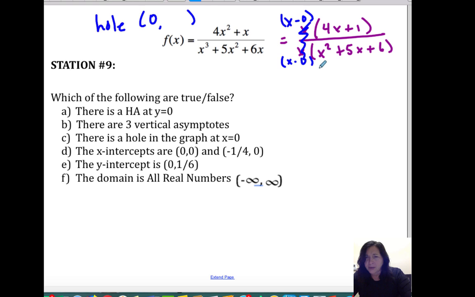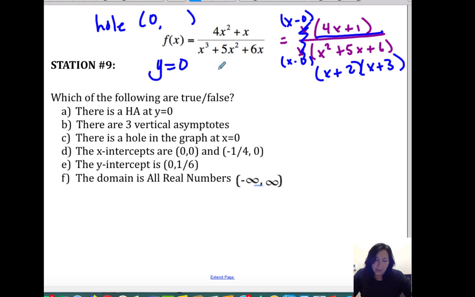What else? I'm going to factor this. This is going to be x plus 2 and x plus 3. So far we've got the 4x plus 1 over this right here. So let's look at this. See how it's x squared over x cubed? See how it's bottom heavy? I do know that I have a horizontal asymptote at y equals 0, so this is true. Do I have 3 vertical asymptotes? No, I only have 2, so that's false. Is there a hole in the graph? Yes, that's true.